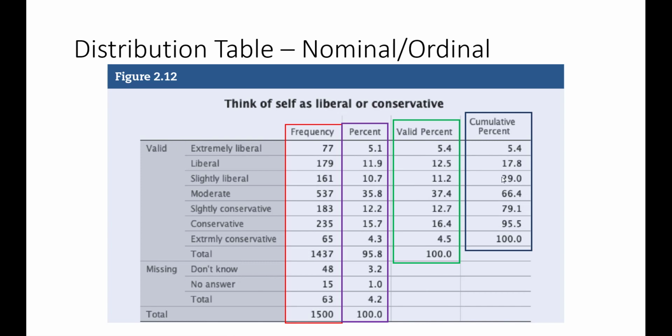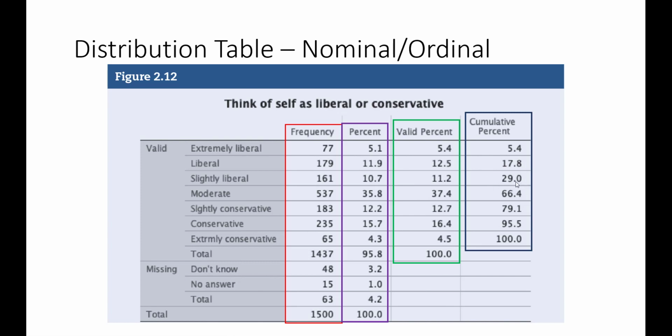And this cumulative percent is looking at how many people are in that category plus the categories that came before it. So, for example, 5.4% are extremely liberal. 17.8% are liberal or extremely liberal. So it's a combination of those two categories. 29% are slightly liberal or extremely liberal.